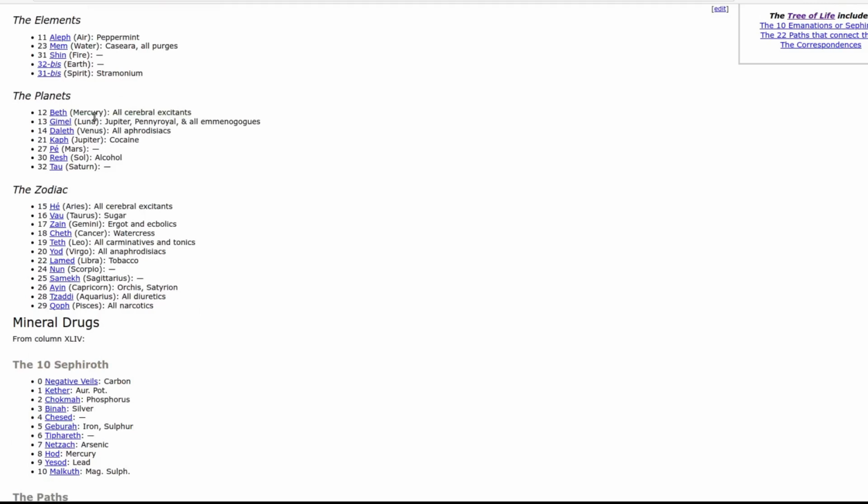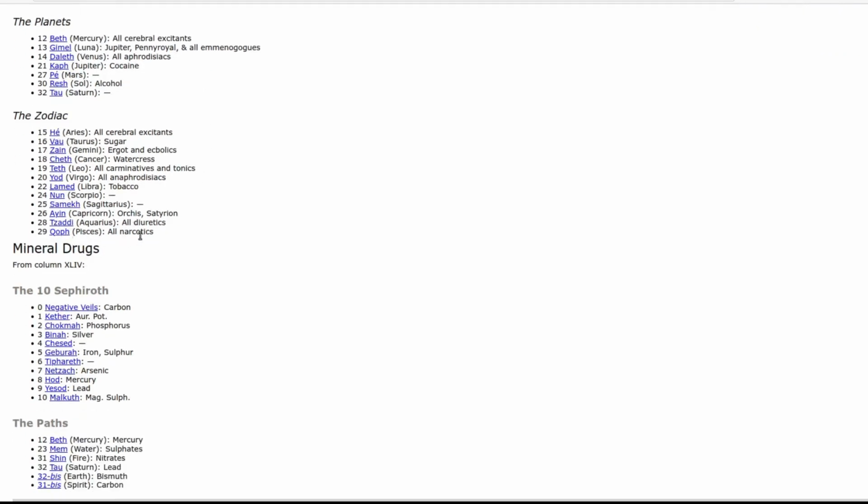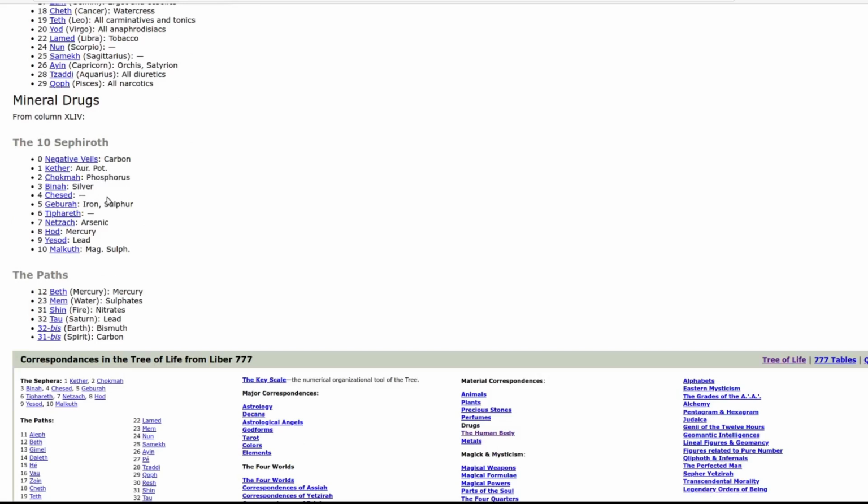If you were trying to understand how to make specific drugs relating to the planets, of course, Mercury, the nerves, would be cerebral excitants. Venus, aphrodisiacs, of course, as you assume. Jupiter, cocaine, your soul. Alcohol, depends. Alcohol can be kind of Venetian as well. Going here, Pisces, all narcotics is, of course. Aphrodisiacs for Virgo, very interesting. Basically things that stop you from being horny.